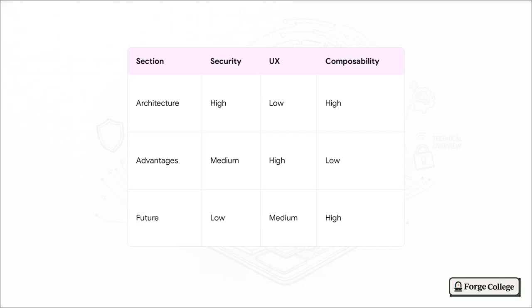Just look at how architecture requires a high security emphasis. Why? Because that's literally where the smart contract logic lives. Meanwhile, future potential might have a low immediate UX impact simply because those features haven't even been built for the end user yet. You see what we're doing? You aren't guessing anymore. You are assigning priority levels backed by solid logic, which tells you exactly where to focus your engineering and your writing efforts.